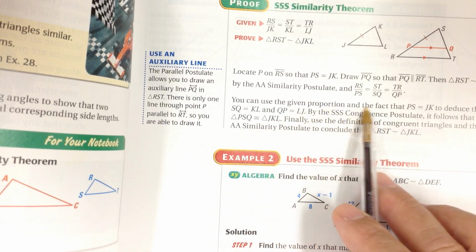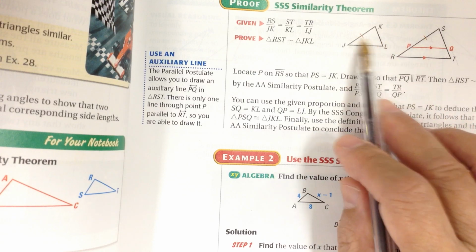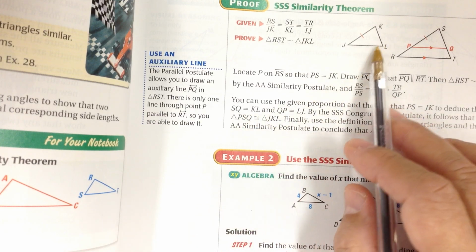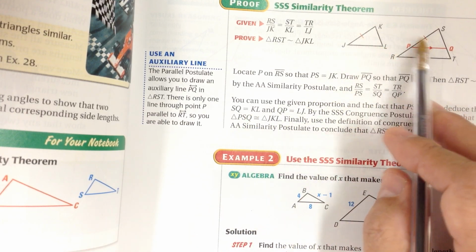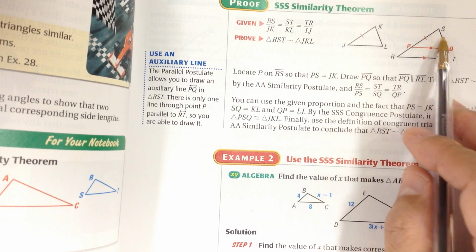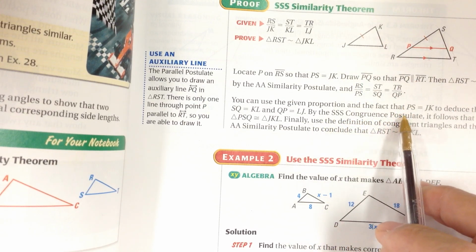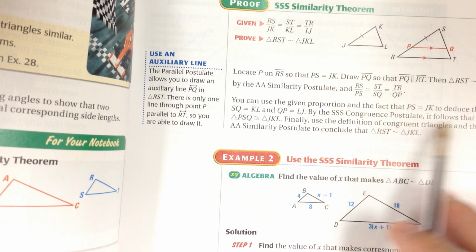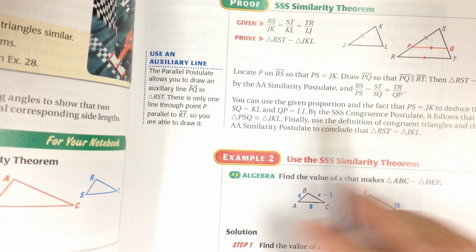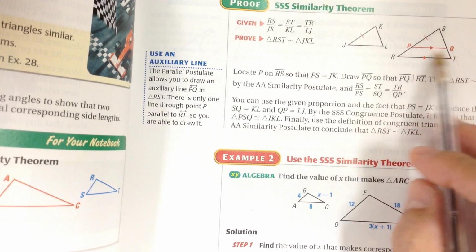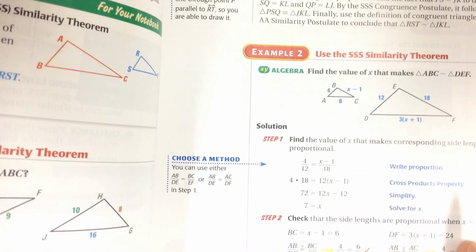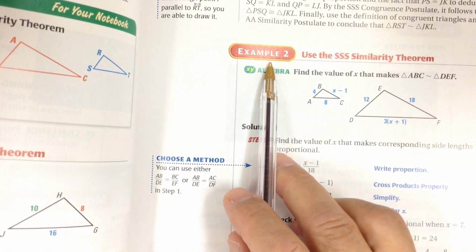And you can use the given proportion, the fact that PS equals JK. And you can conclude that SQ is equal to KL. Because these two are congruent, and you can see that these two are also congruent by the SSS congruence postulate. It follows that triangle PSQ is congruent to JKL, and you do the substitution. Okay, now let's go to example 2.